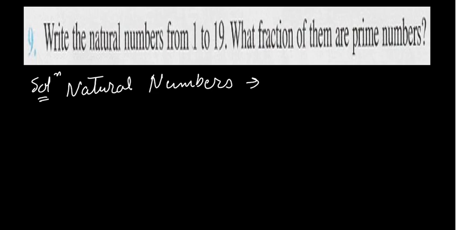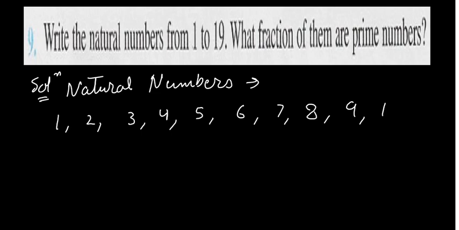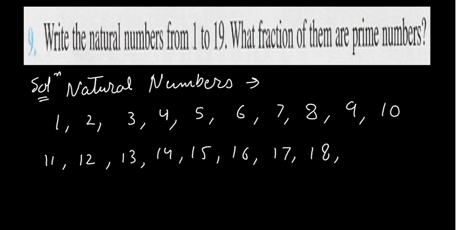We have to write down natural numbers from 1 to 19. 1, 2, 3, 4, 5, 6, 7, 8, 9, 10, 11, 12, 13, 14, 15, 16, 17, 18 and last 19. Okay, what fraction of them are prime numbers?